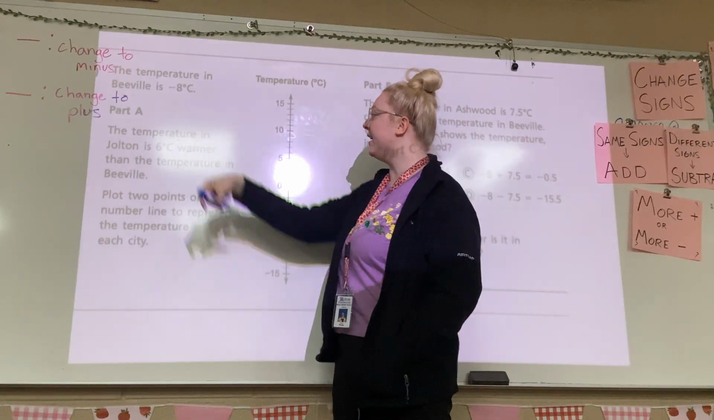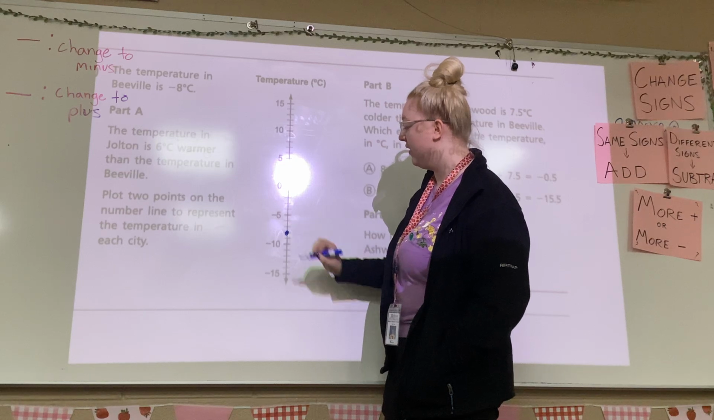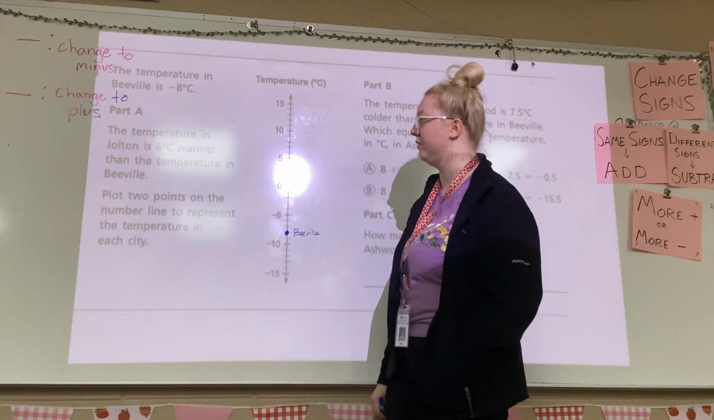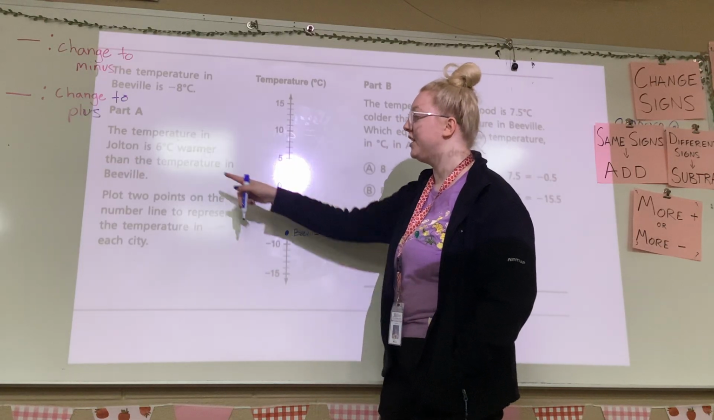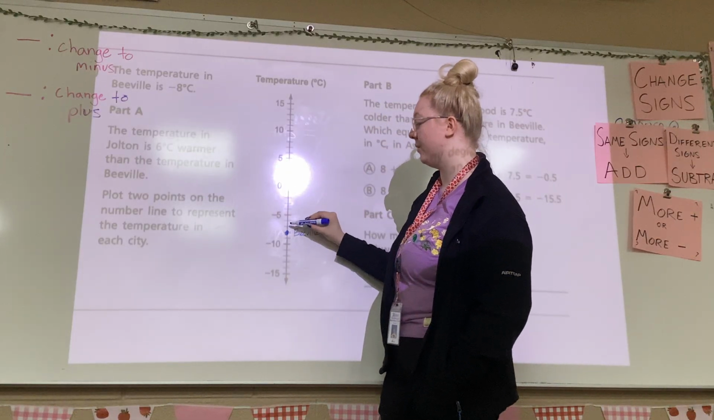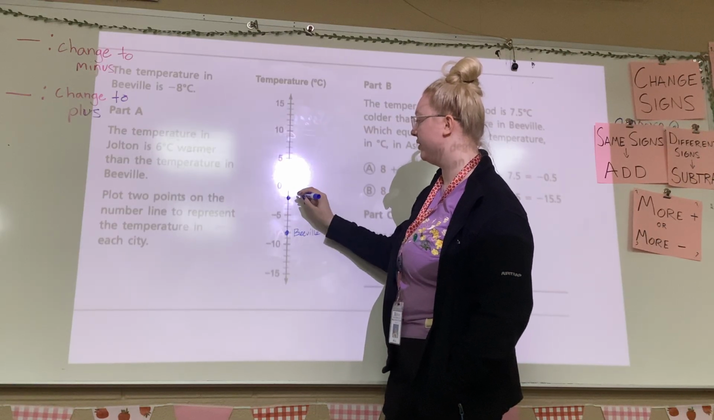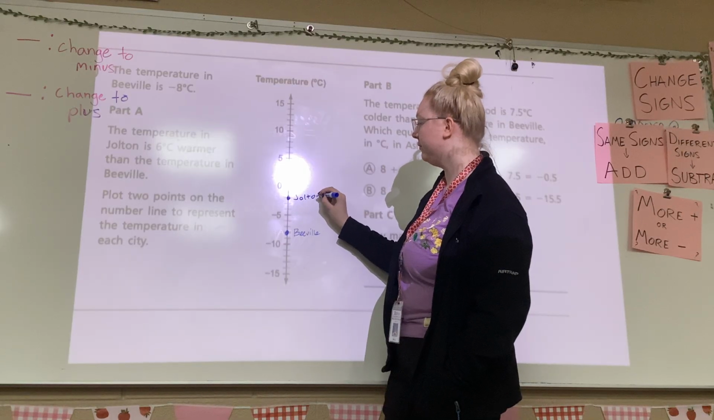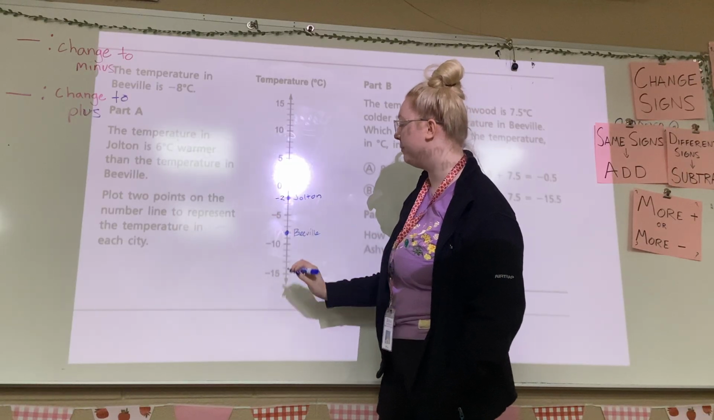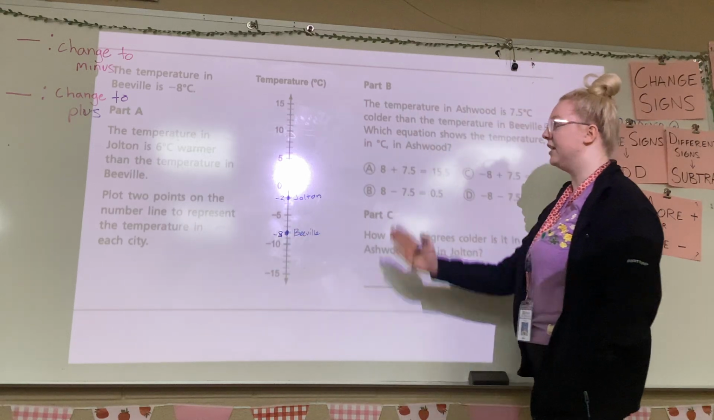Okay, Beeville is -8. Here's -5, -6, -7, -8. If I were you, I would write Beeville next to it so we don't forget which one is which. Jolton is 6 degrees Celsius warmer. Warmer is higher, by 6. 1, 2, 3, 4, 5, 6. All right, that's Jolton. That also lands at -2. So if you wanted to write a little -2 there, maybe a little -8 there so we can see it better, that works. Okay, that's part A.